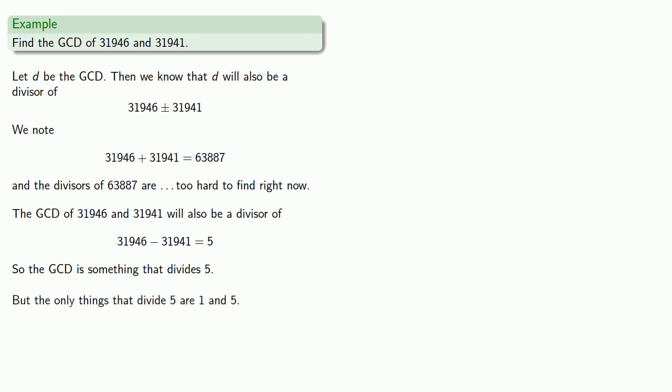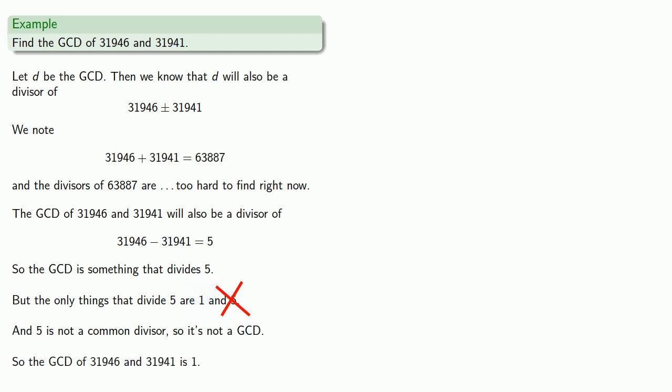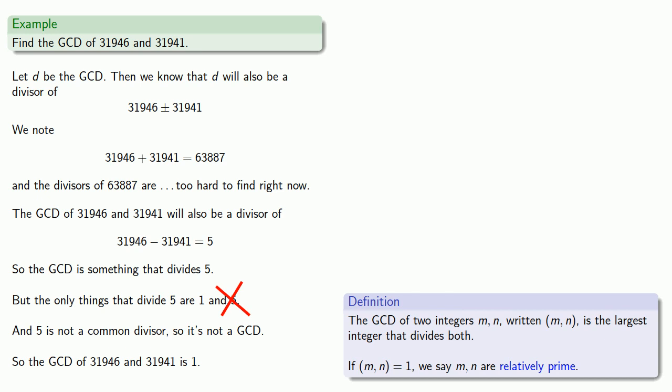But the only things that divide 5 are 1 and 5. And it's worth noting that 5 is not a common divisor. It's not actually even a divisor of either of these two numbers, so it's not a greatest common divisor. And what this means is that our only choice for the greatest common divisor is 1. And so the greatest common divisor of 31946 and 31941 is 1. And while we're at it, we might as well note that this means that the numbers are relatively prime.